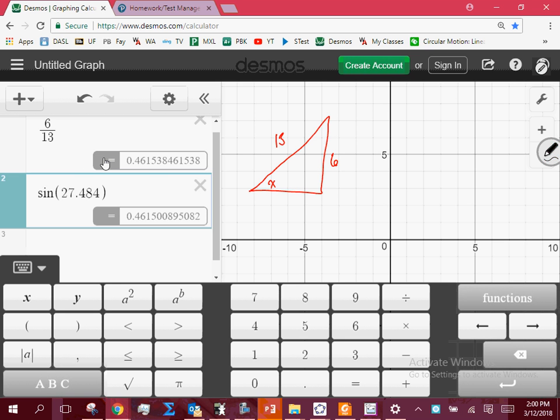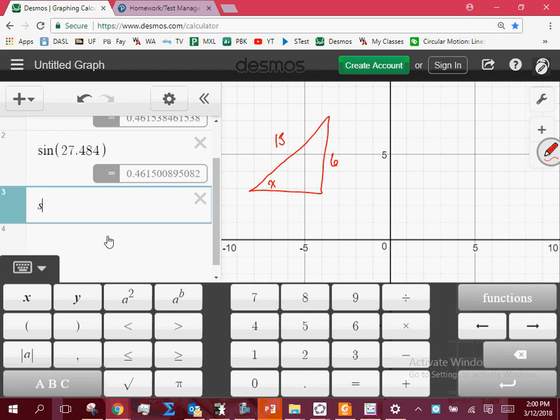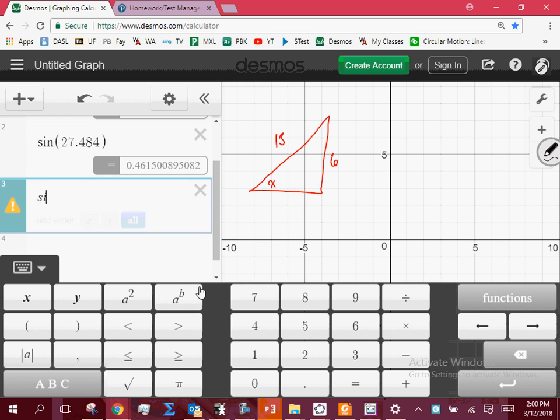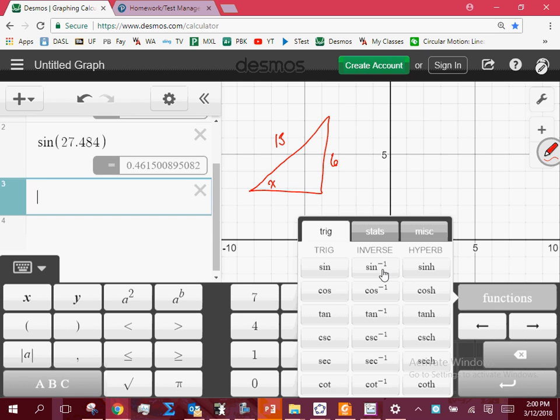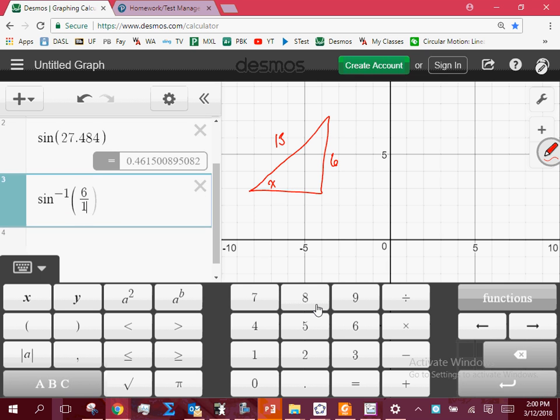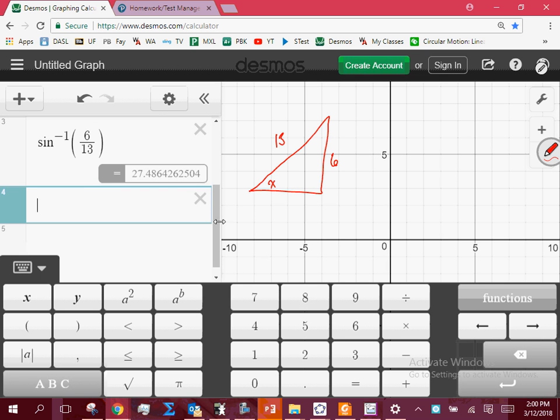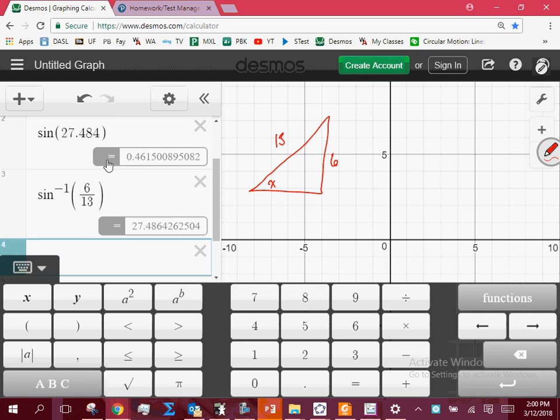But instead of doing that kind of guessing game, does that make sense? Everybody see what we're doing here? Instead of playing that guessing game, we can actually say, what is the sine inverse of 6 divided by 13? And it gives me exactly what I need. I was using 27.484. It ends up being 27.4864. That would be that angle measurement. Does that make sense?